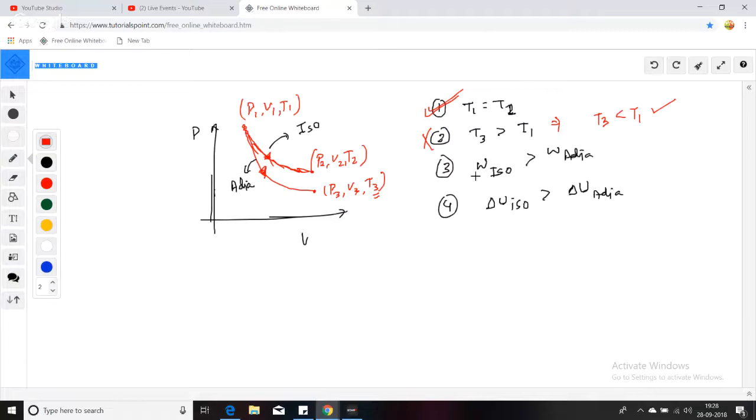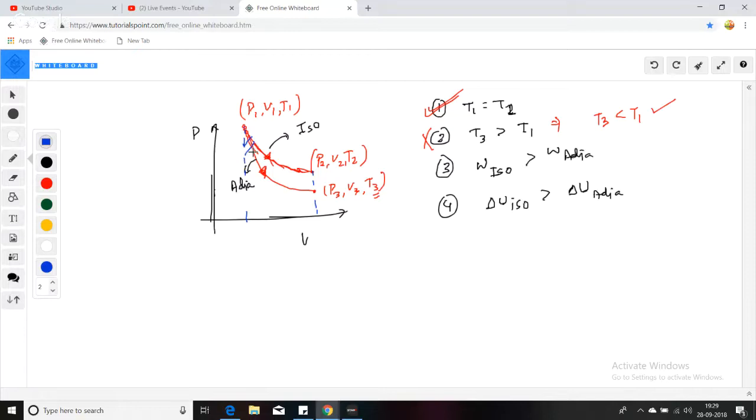Yes. What about isothermal and adiabatic? Third one is correct or not? Third one is also correct, because if you have to find out the work done in isothermal and adiabatic process, what you'll see? You'll see the area under the curve, right?